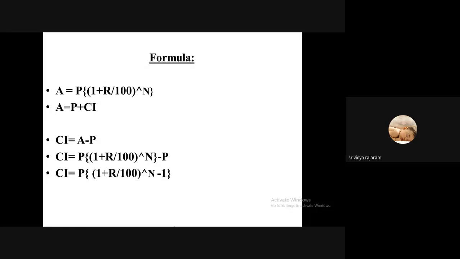Okay. So which formula is comfortable for you? Just remember either the A formula or the CI formula so that you can derive the other formula. The A formula is quite simple, right? A = P into (1 + R/100) whole power n. So just remember the formula for A so that you can apply it in A = P + CI, so that you are able to get the formula for CI. Okay, let us proceed with the sums.